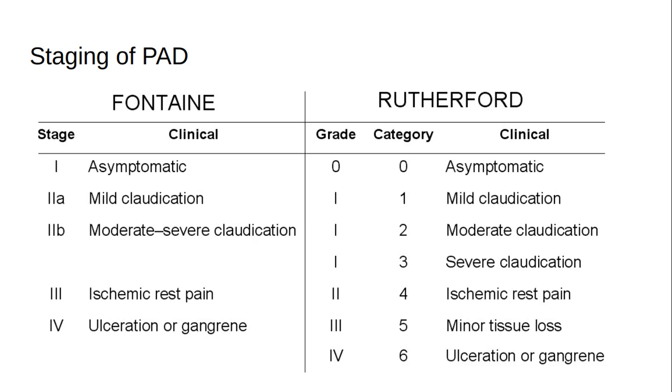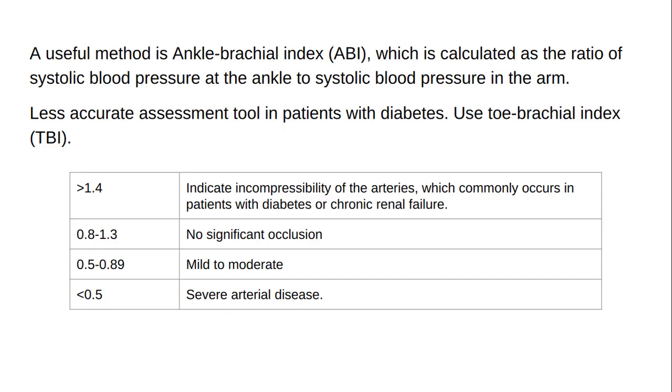Peripheral arterial disease is classified using the Rutherford or Fontaine classification. A useful method is the ankle brachial index, which is calculated as the ratio of systolic blood pressure at the ankle to systolic blood pressure in the arm. It's a recommended test to screen patients who are at high risk of peripheral arterial disease. Less accurate assessment tool in patients with diabetes as the vessels undergo calcinosis leading to incompressibility. Use the toe brachial index in such cases.